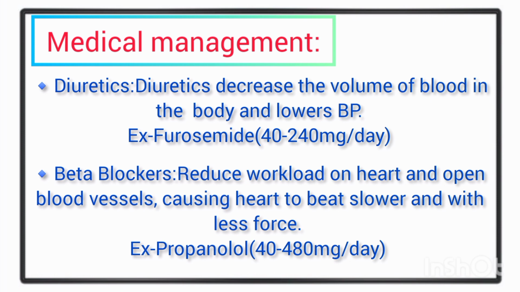And next, beta blockers. Beta blockers can reduce the workload on the heart and open the blood vessels, causing the heart to beat slower with less force. Okay, and that may lead to decreased blood pressure. So for this reason we can give beta blockers. As an example of beta blockers, like propranolol, 40 to 480 mg per day we can give.